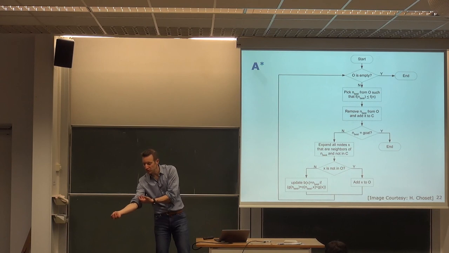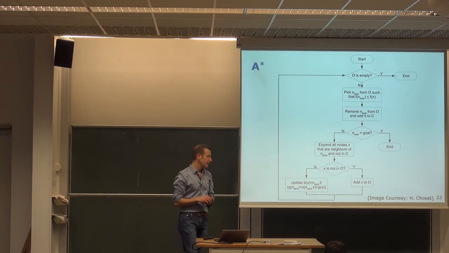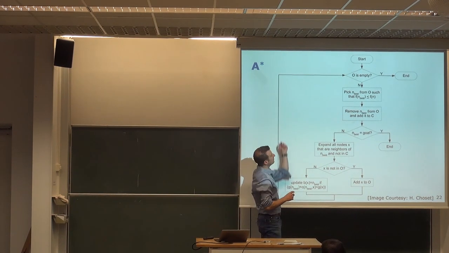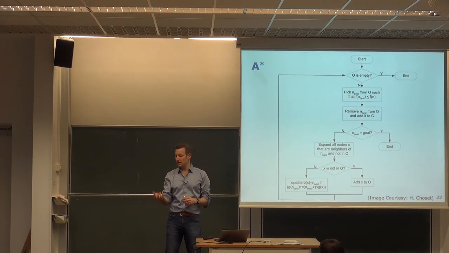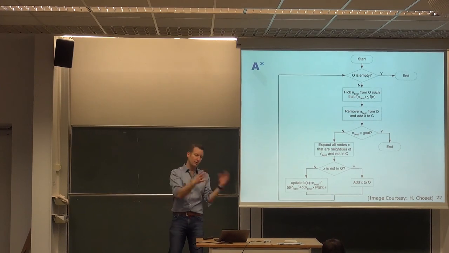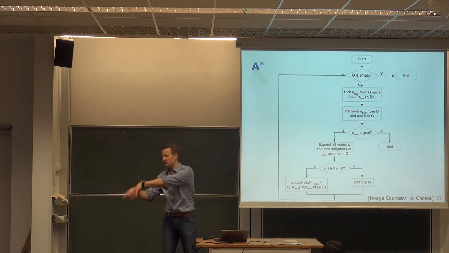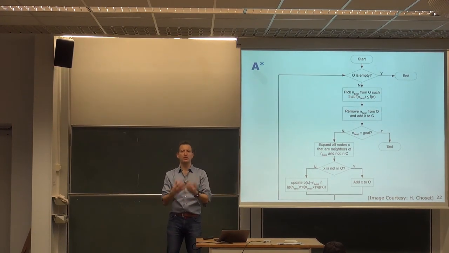I can also keep the node, I need to update its cost in there. And then I continue with my process. Again, take my queue, take the cheapest node out, check, is it the goal? No. Look at all the neighbors, update all the costs of the neighbors, put them into the queue again. And I repeat this process until either the queue is empty or until I've found my goal state.